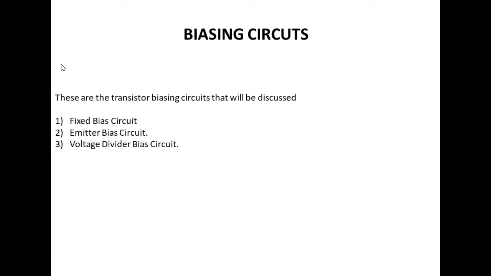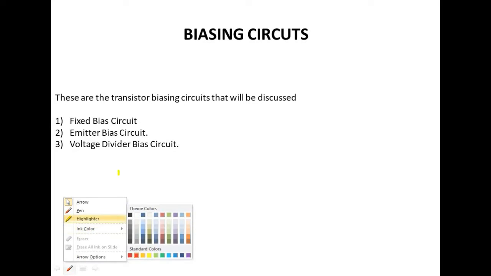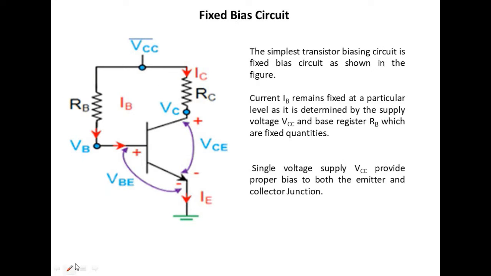Now come to the biasing circuits. These are the transistor biasing circuits that we are going to discuss. First one is the fixed bias circuit, then emitter bias circuit, then voltage divider bias circuit. First we'll talk about the fixed biasing circuit. So now come to fixed biasing circuit. This is the circuit for fixed biasing.